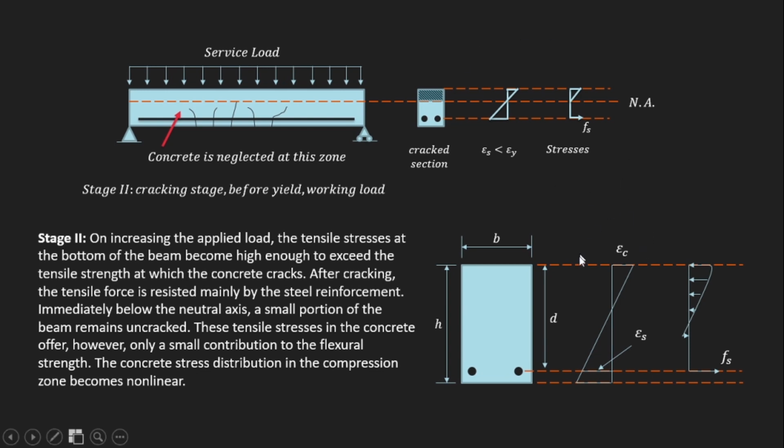So, kung zoom in natin yan, ito yung drawing niya. So, as you can see, parang hindi na siya linear. So, after cracking, the tensile force is resisted mainly by the steel reinforcement. And immediately below the neutral axis, a small portion of the beam remains uncracked. These tensile stresses in the concrete offer, however, only a small contribution to the flexural strength. So, kaya nga nineglect natin kasi kukunti lang yung mabibigay niyang flexural strength in our tensile stresses. And the concrete stress distribution in the compression zone becomes non-linear. Kaya yung drawing niya parang meron siyang curvature or hindi na siya linear.